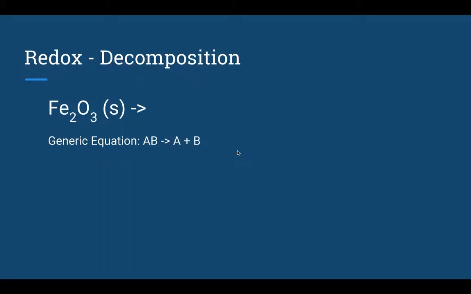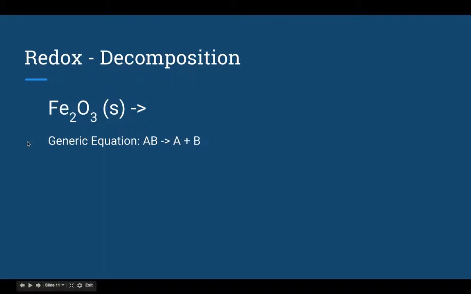I'm only going to be able to predict the products of a decomposition reaction in one specific case, when the reactants are decomposing into its constituent elements. So remember, the term constituent means to make up, or what makes up something, or a smaller piece of a bigger whole. So here, the constituent elements of iron(III) oxide are going to be iron and oxygen.